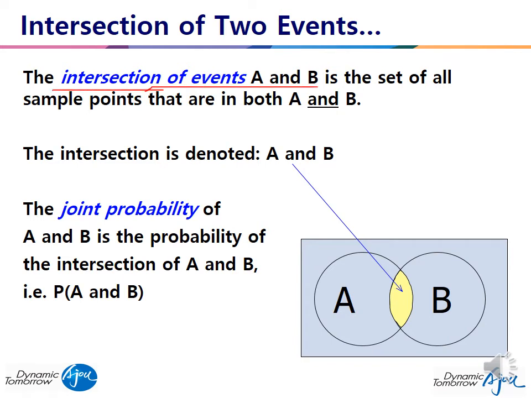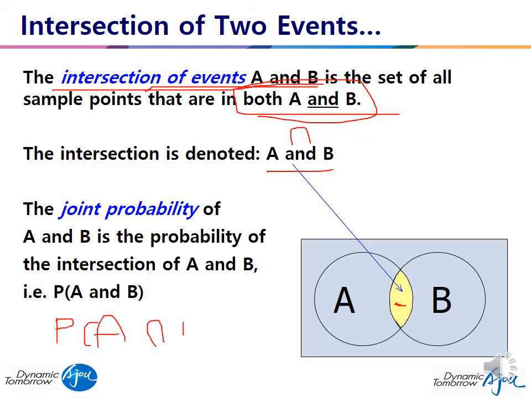Intersection of events A and B: we define the intersection of events A and B as the set of all sample points that are in both A and B. The intersection is denoted A and B, or you can use the intersection symbol. The joint probability of A and B is the probability of the intersection of A and B. So this yellow part is the probability of A intersection B.